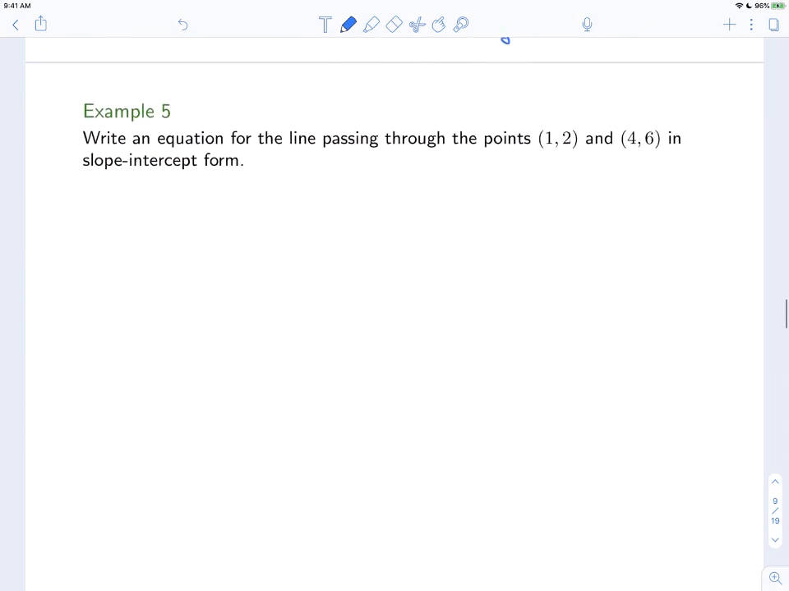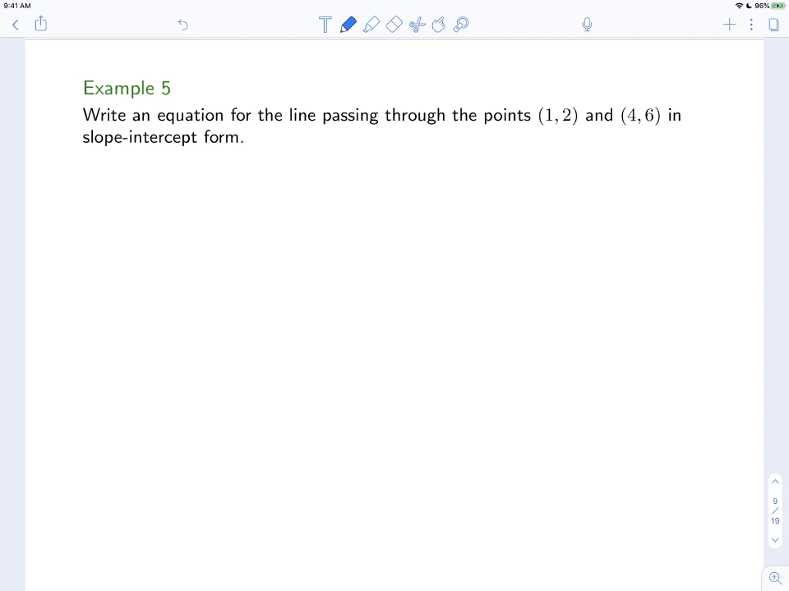So let's do an example. Write an equation for the line passing through the 2 points given here. The first point is the point with coordinates (1, 2), and the second is the point with coordinates (4, 6). So we want to find the equation of the line passing through these points. Now, notice I say an equation. There are many different equations for the line, but there's really only one if it's written in slope-intercept form. Okay, so let's go ahead and do this.